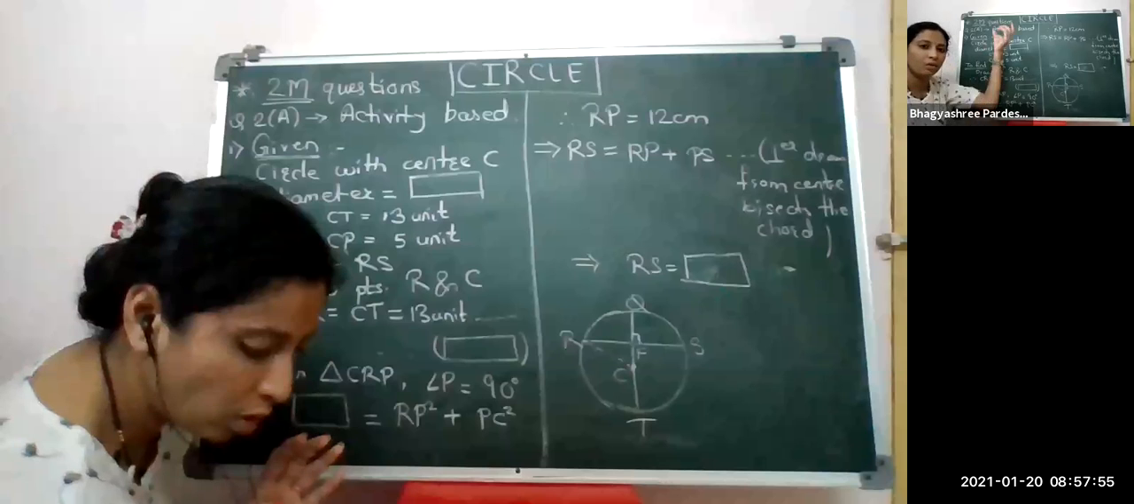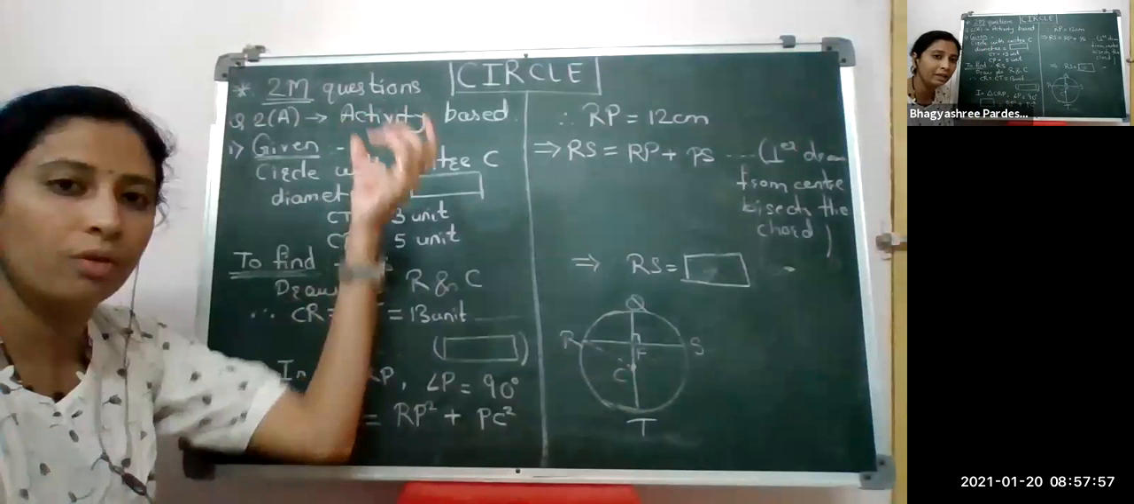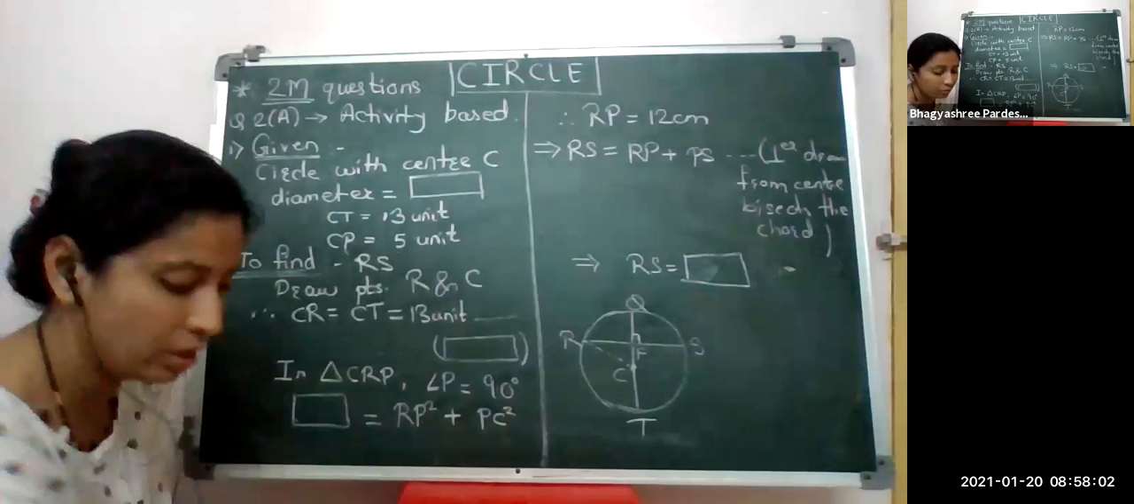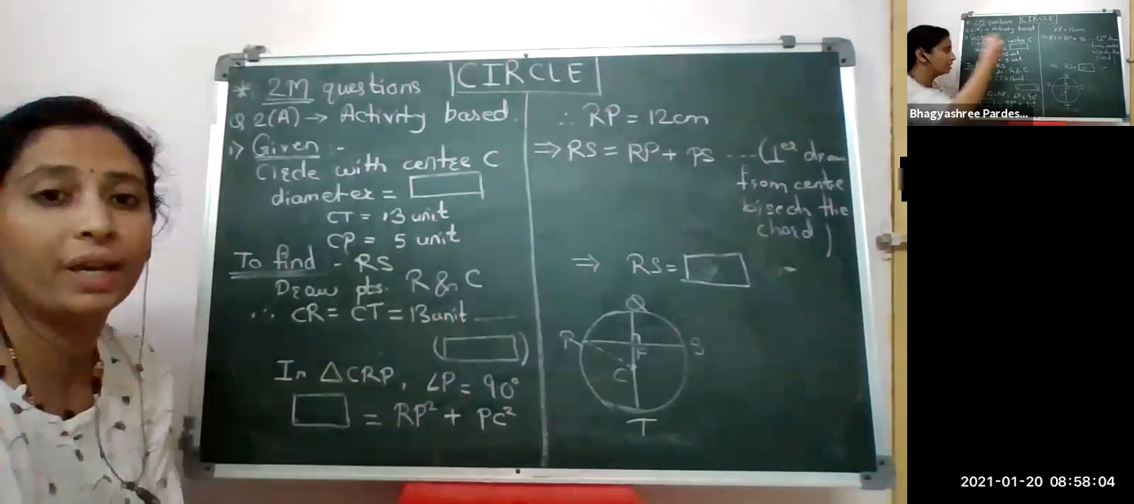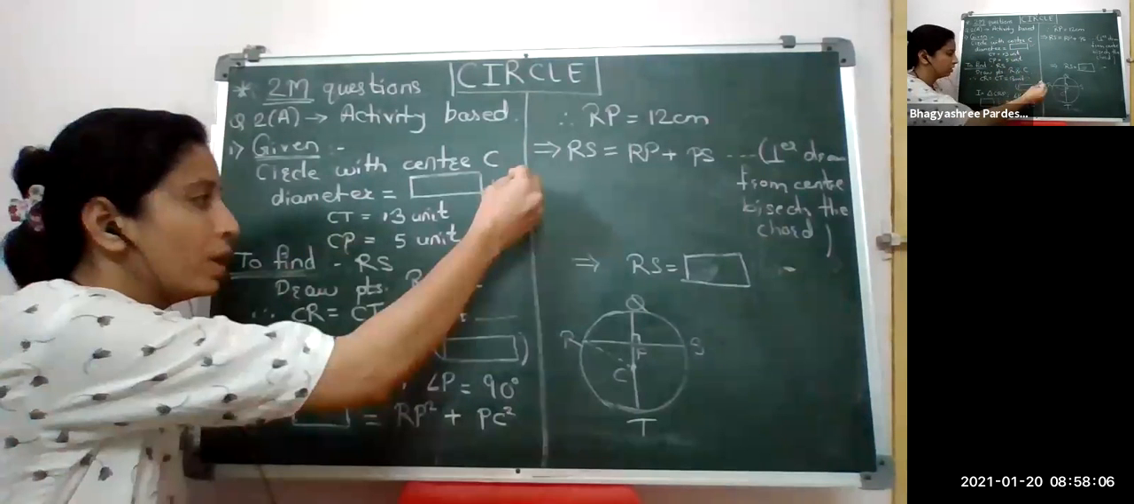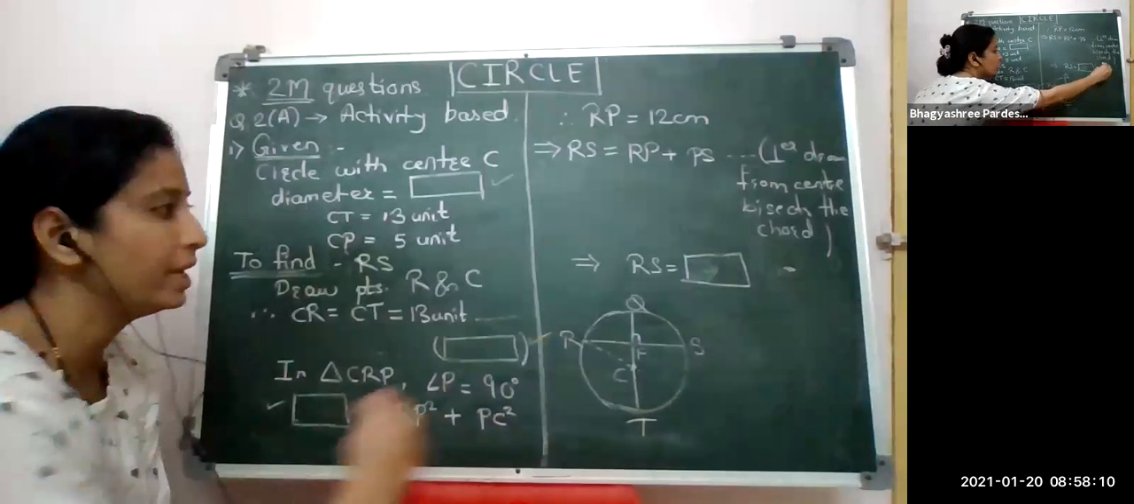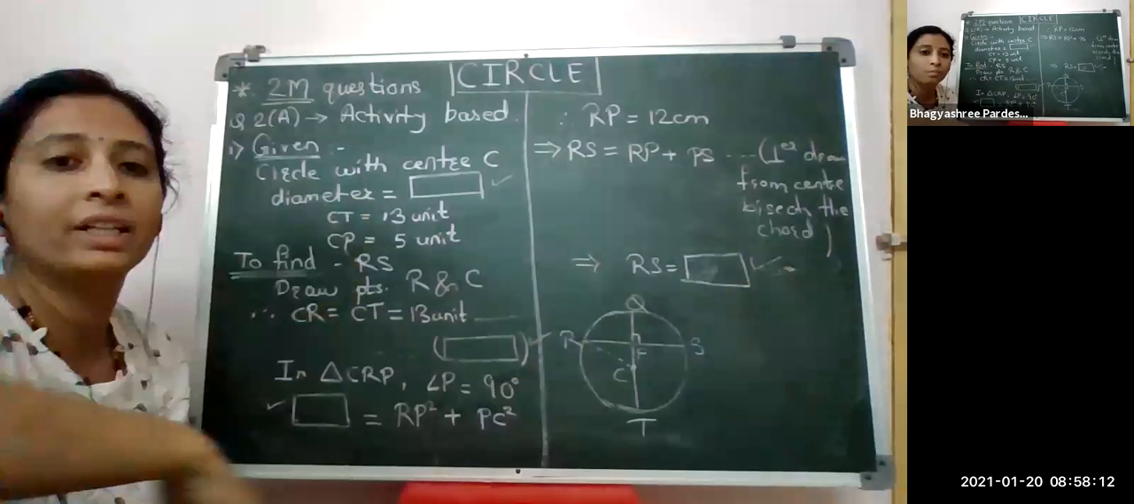If this was asked for 2 or 3 marks, we would write it properly. But since this is asked in the activity based question, we are given a few blank spaces here. This is one blank space, second blank space, third blank space, and this one is the fourth blank space. This is what we have to do here.